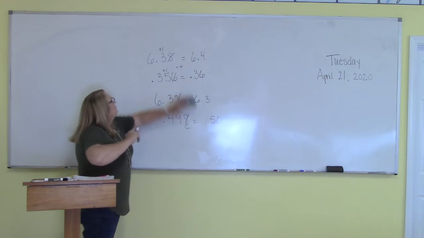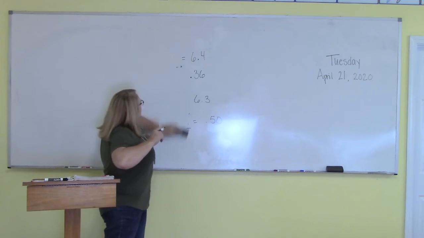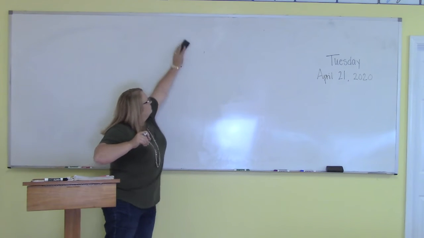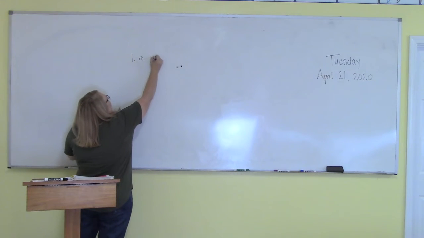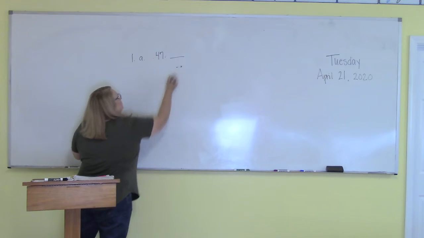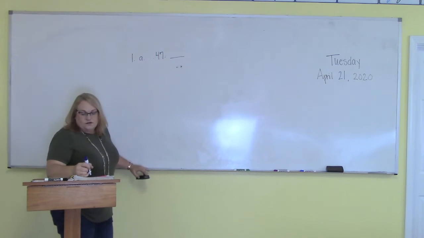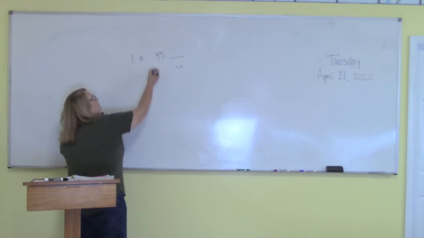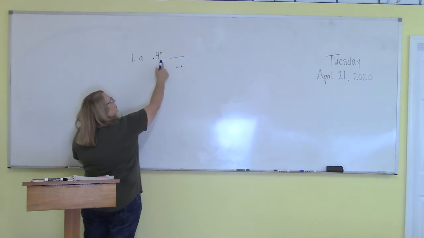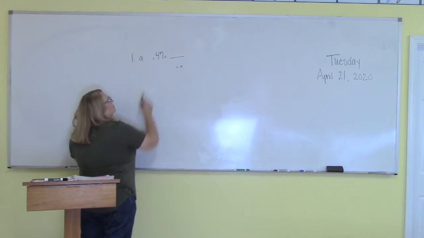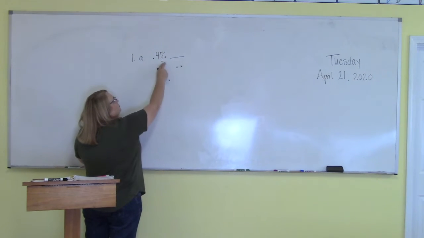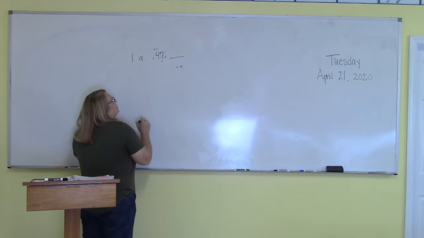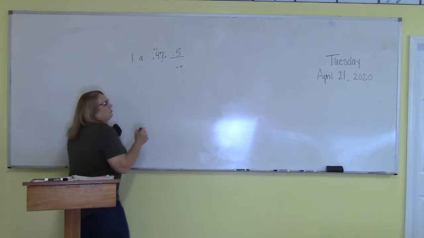Okay, so let's do some class practice. 1A, you have 1.47. Round off to the nearest tenth. Remember, our place value is tenths, hundredths, thousandths. So we're rounding off to the nearest tenth. You're going to look at your last number. 7 is more than 5, so we're still going to cross this out, but this time we're going to add 1 here. So our answer would be 1.5.